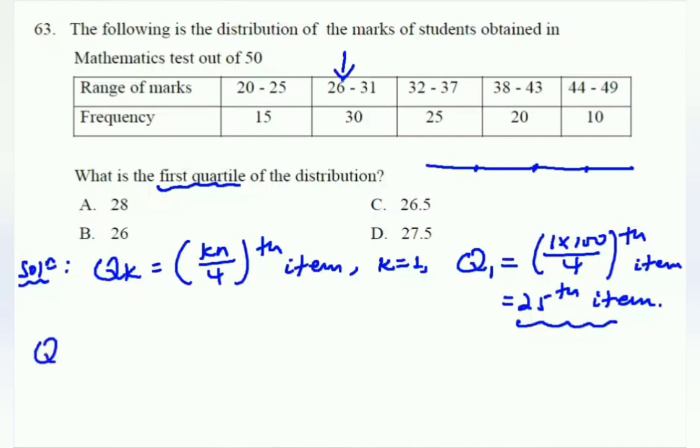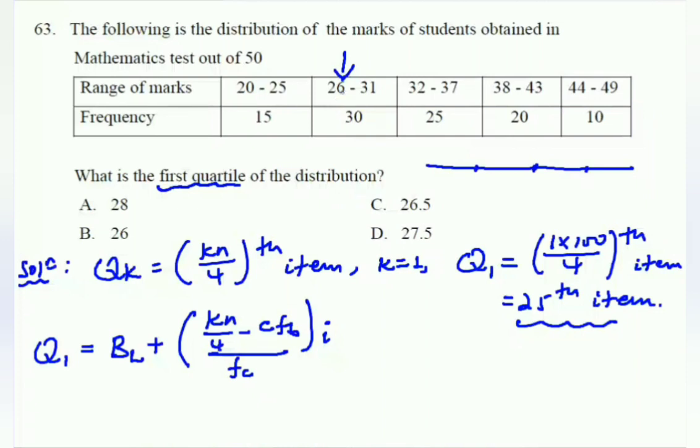The formula to calculate the value of the first quartile is BL, the lower class boundary of the group, plus kn over 4, where k is 1, minus the cumulative frequency before the quartile class, over the frequency of the class, times the class interval. In the second group, the lower class limit is 26, therefore the lower class boundary will be 25.5. You need to subtract 0.5 to get the lower class boundary, plus 1 times 100 over 4, which is 25, minus the cumulative frequency.